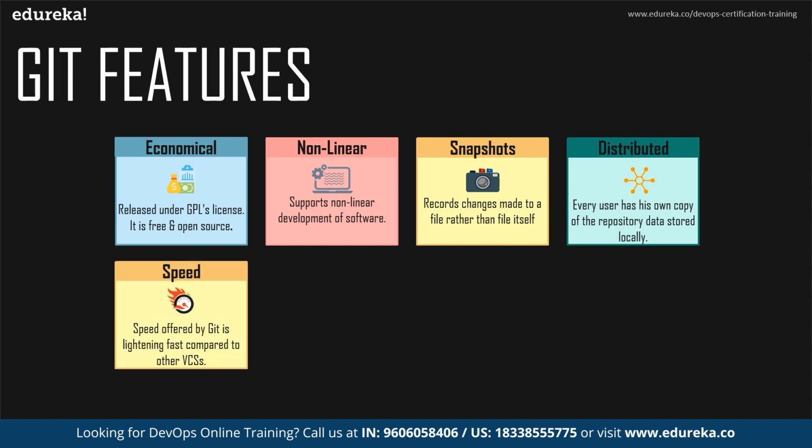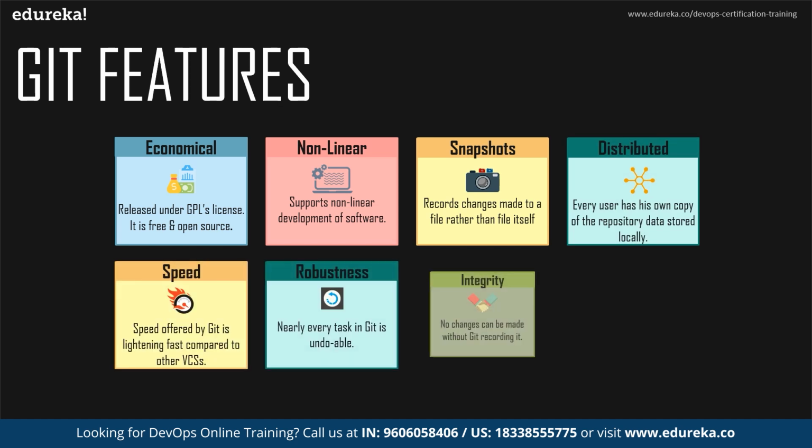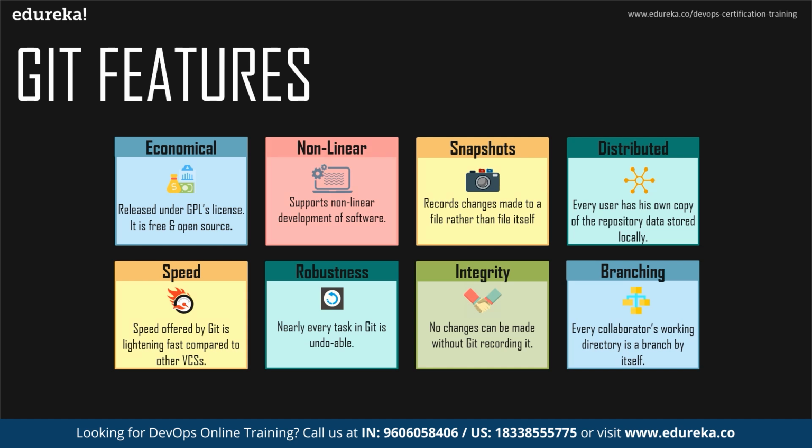All right, moving on, let's discuss a few Git features which make it so popular amongst organizations as well as individuals. First of all, it's economical. It's free and open source. Git is released under the GPL, the General Public License, an open source license, so you don't need to purchase Git. It is absolutely free, and since it's open source, you can modify the source code as per your requirement.